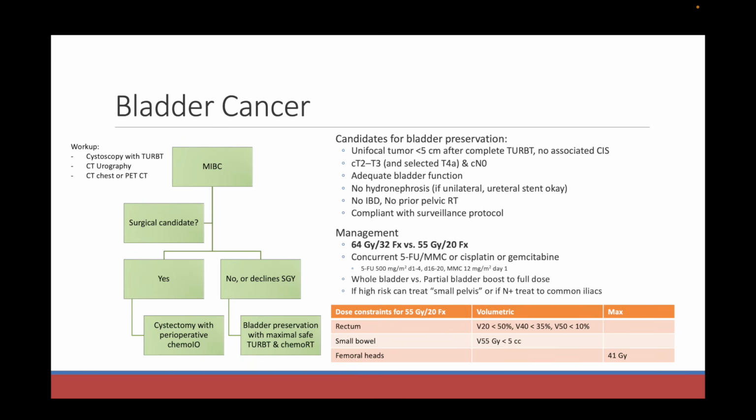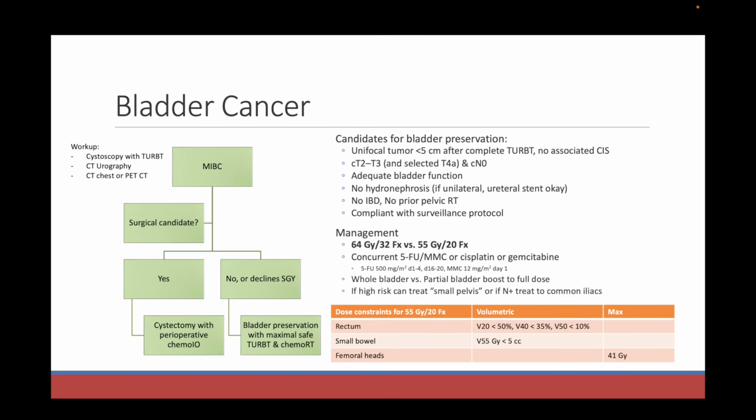So the dose to the rectum, you want your V20 less than 50%, V40 less than 35%, and V50 less than 10%. And then small bowel, you want V55 less than 5 cc's, and femoral head, you want your max less than 41 gray. So these are just easy dose constraints for the 55 and 20.